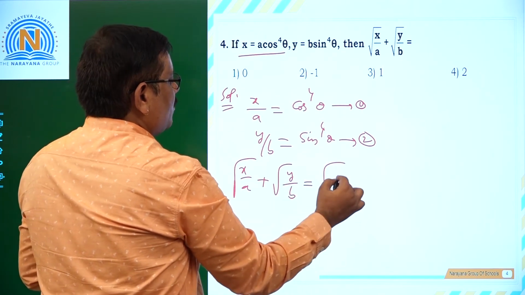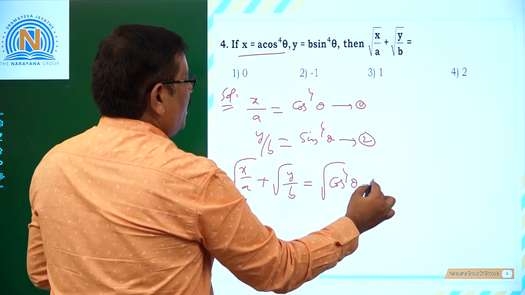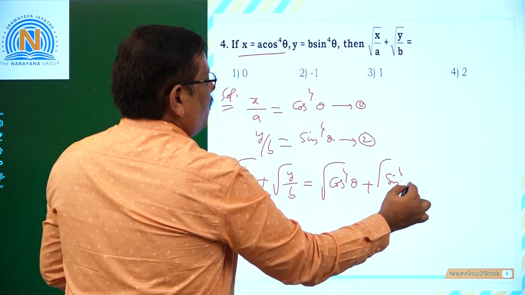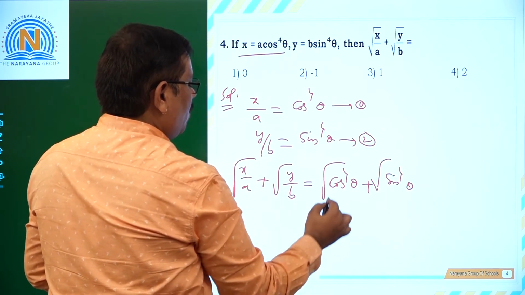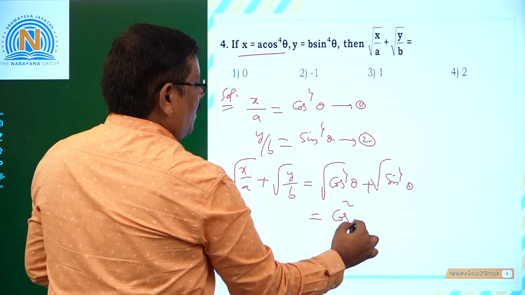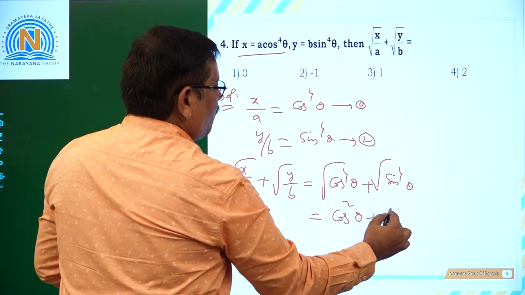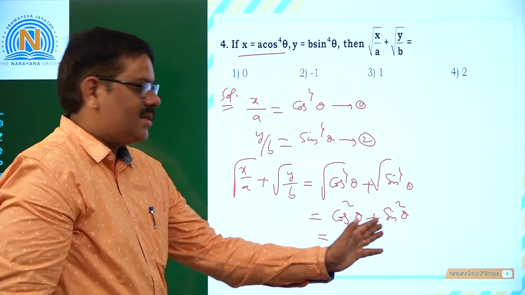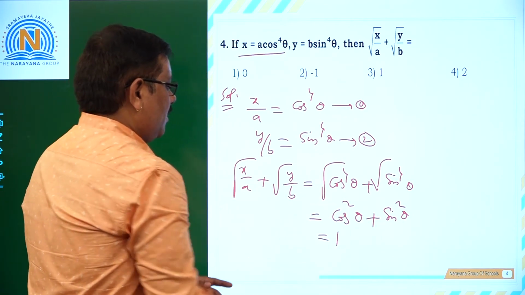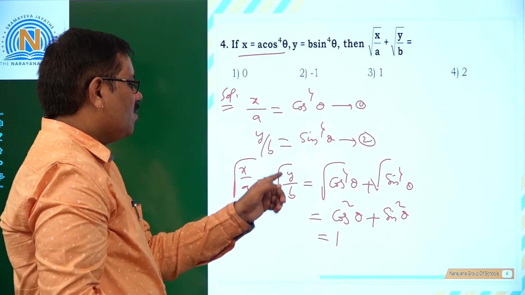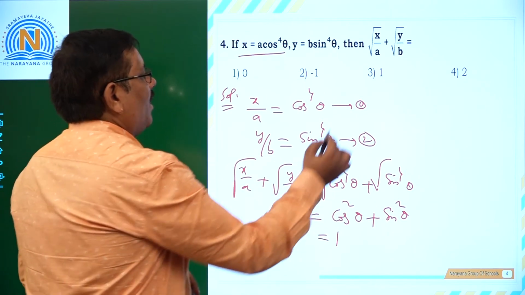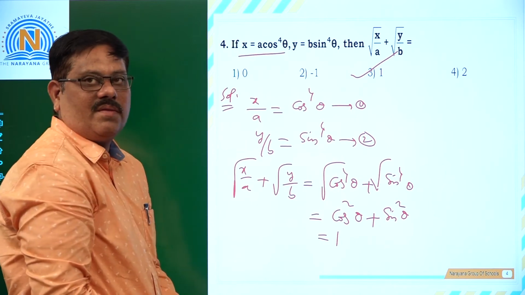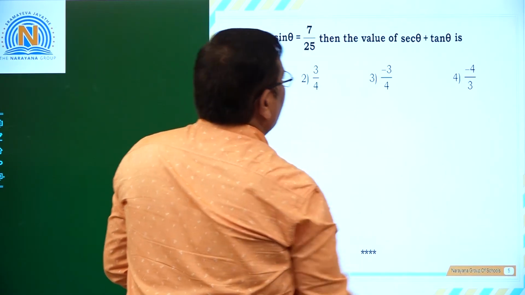Root over x by a is nothing but root over cos power 4 theta plus root over sin power 4 theta. Root over cos power 4 theta is nothing but cos square theta. Root over sin power 4 is nothing but sin square theta. Again, it is an identity. Sin square theta plus cos square theta is 1. So, root over x by a plus root over y by b is going to be 1. That is nothing but third option for us. Okay. Now let us see the next question.